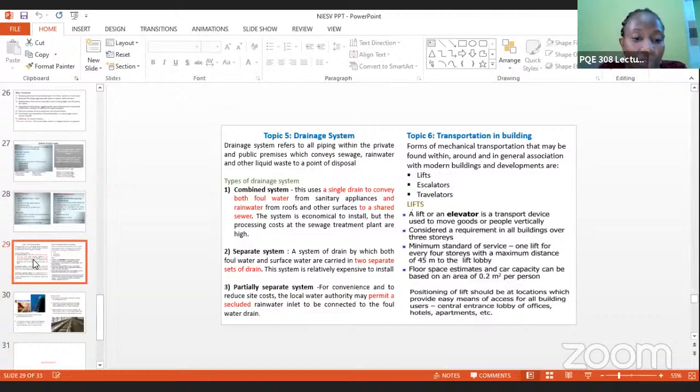You have to know the types of drainage system. We have the combined. Combined means you are using one single drain to take both your foul water and your rainwater together. Separate means you are using individual drains. This one has its own, this one has its own. Then partially separate means the two have their own, but you're actually taking one from here, half from here, to join one. You understand? So that's about drainage system.